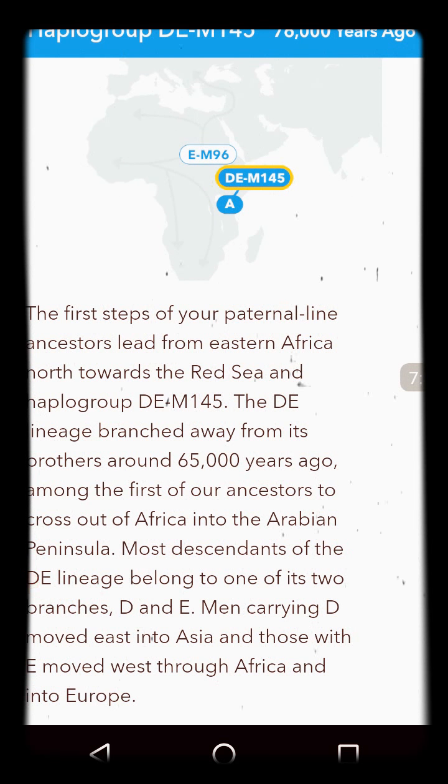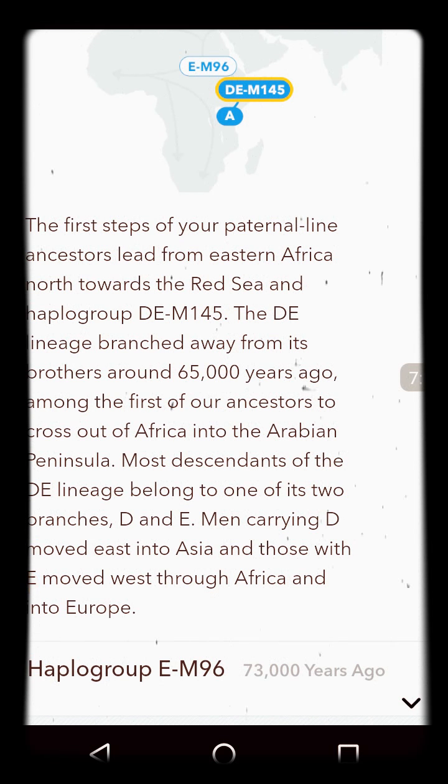Yeah, here you go. The DE lineage branched away from its brothers around 65,000 years ago. In other words, what they want to say is that the brothers in the D and E lineages separated from each other and became two different lineages, one being D all by itself and the other being E all by itself, all right? And they said that split occurred 65,000 years ago.